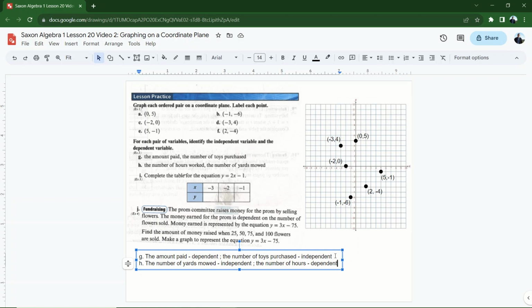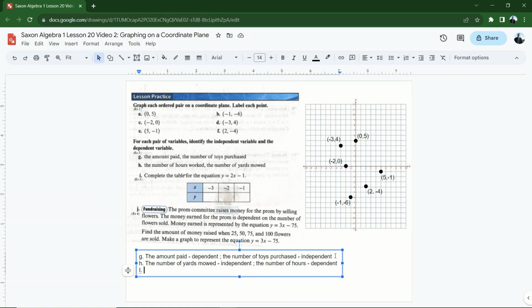So, and if I only work 15 hours, I'm only going to get 15 yards mowed. Okay, so it could go either way on that one as well. That's why a lot of times they're going to ask for explanations. Now, letter I is an important one.